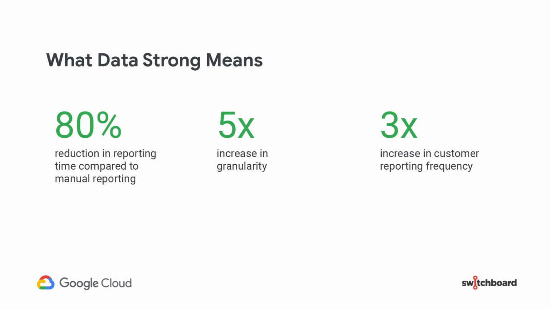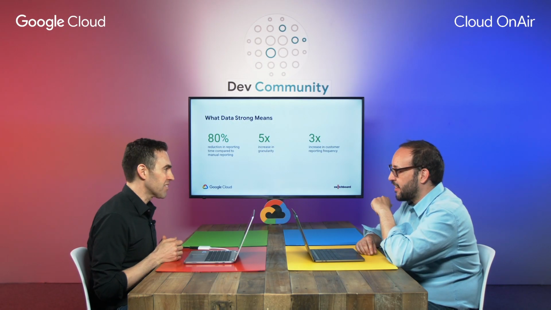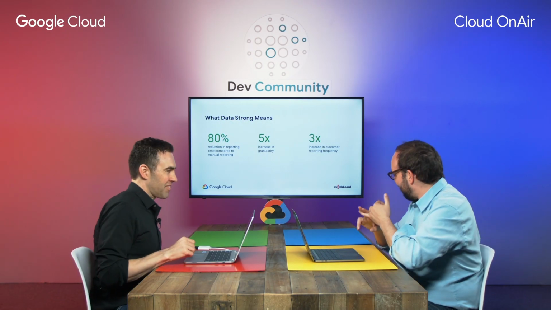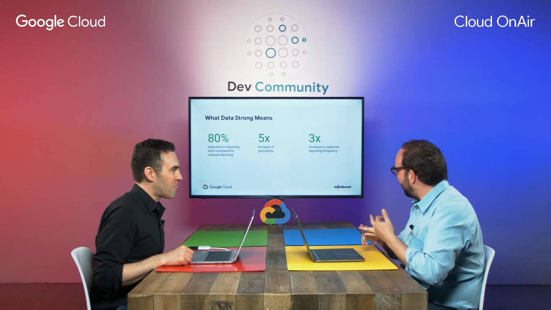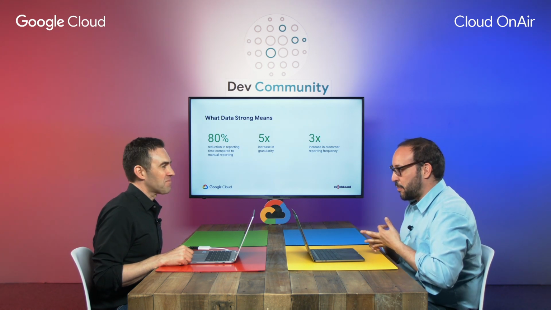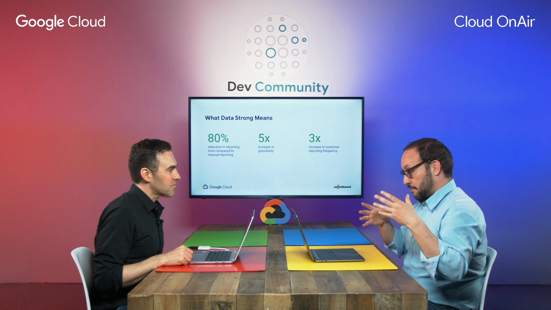So this was a digital media company talking to their advertisers, being able to report faster, more reports, more access to how things are doing, which is the key, right, to a business like this. Nice. So you're getting reduction in reporting time, granularity, increasing customer reporting frequency, and that lets people, like executives, get the reports they want, ask the questions they want to ask.